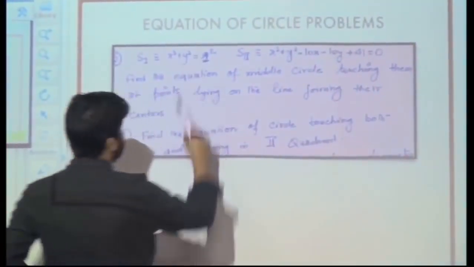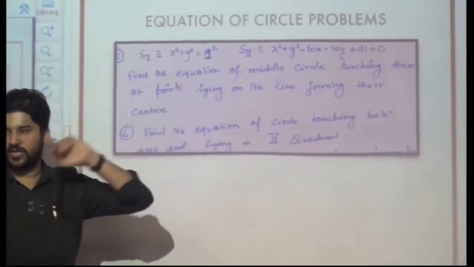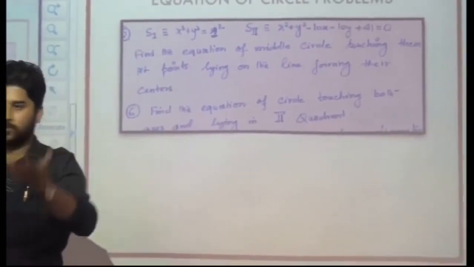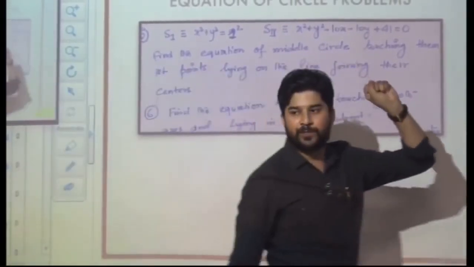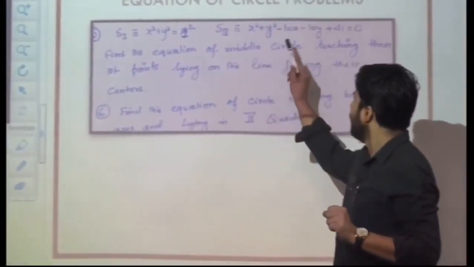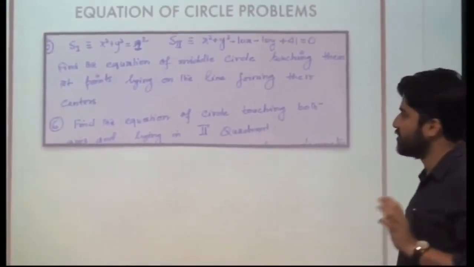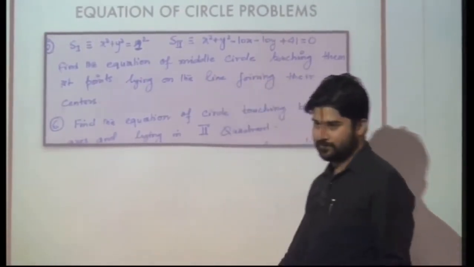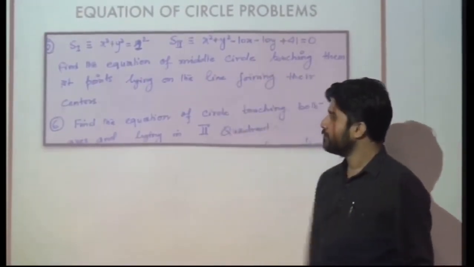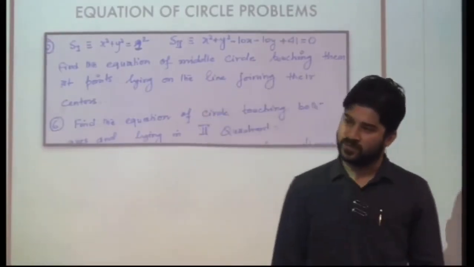First question is, you have one circle x square plus y square is equal to 1 square. So it's a unit circle whose center is origin? Yes. Okay. Then you have another circle, x square plus y square minus 10x minus 10y plus 41 is equal to 0. Now find the equation of the middle circle touching them at points lying on the line joining their centers.